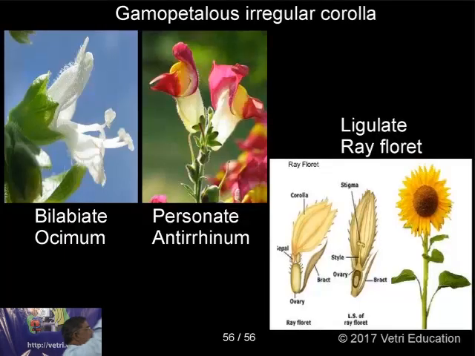You can see this. The first one, bilabiate corolla. There you can find the corolla is made up of 2 lobes and looks like 2 lips. You can find it in Ocimum, and personate is closed with the lips, Antirrhinum, and the ligulate floret, I told you already, the peripheral florets are ligulate florets. So this is ligule. This is a transverse section also given here. You can find this is the ligule. It is 3 petals here, 2 petals suppressed. Form a ligule or tongue-like, that is called ligulate.